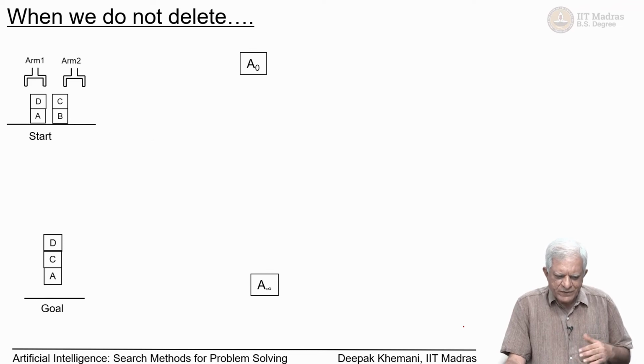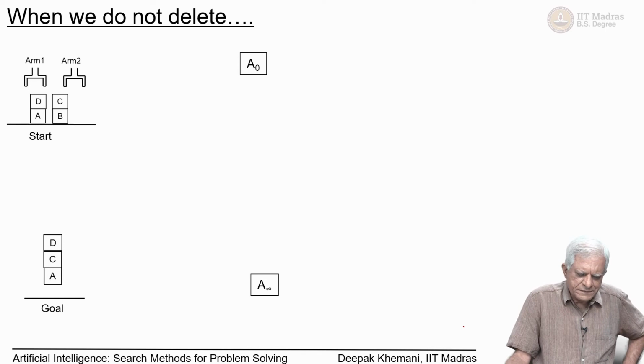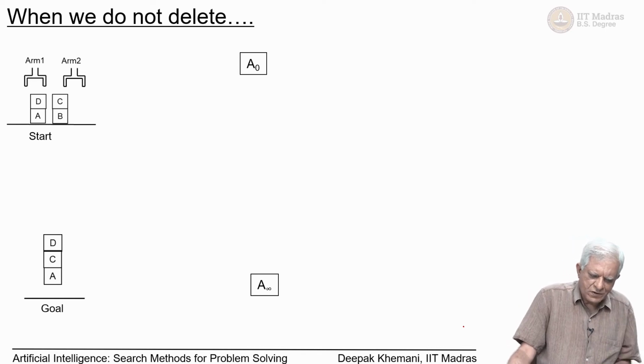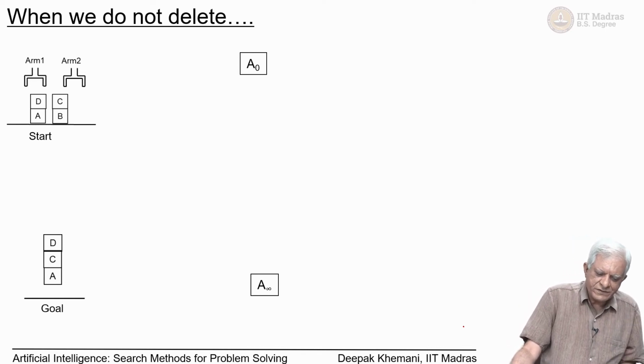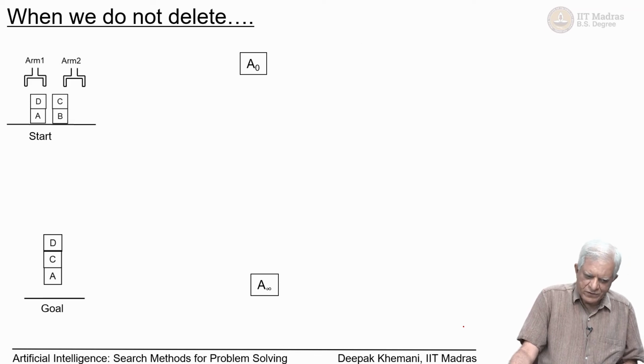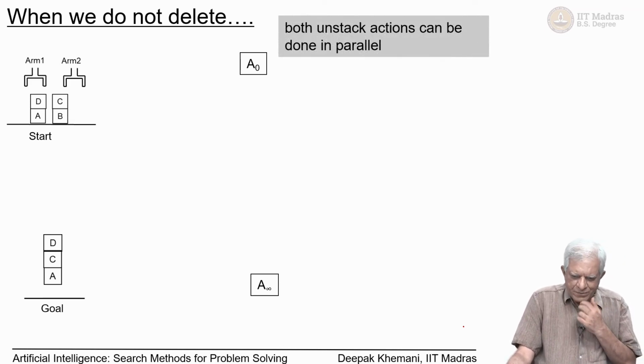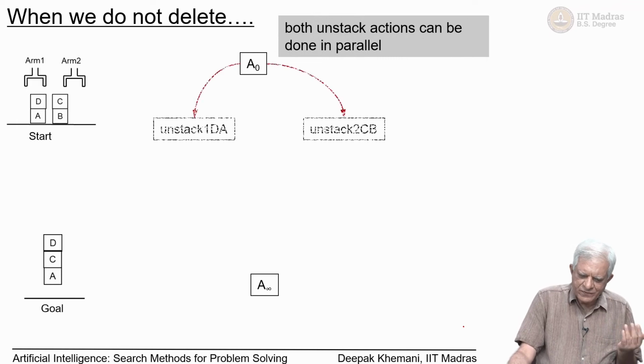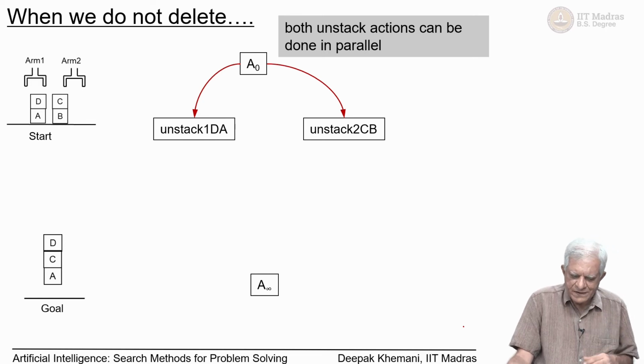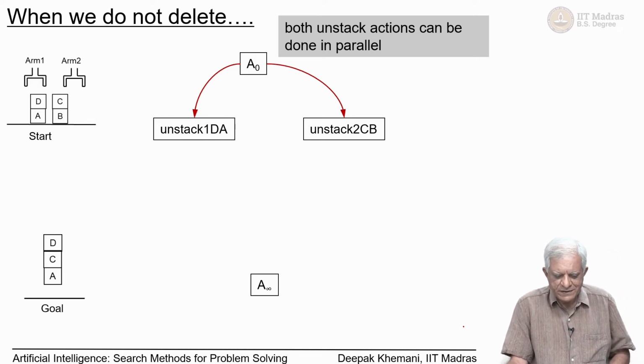So, let us come back to our example. This is our starting state on the top left. D is on A and C is on B, and we have 2 arms available to us, and we want D to be on C and C to be on A essentially, and we are doing plan space planning. Both the unstack actions as before can be done in parallel. That could be done even when we were deleting that predicate.